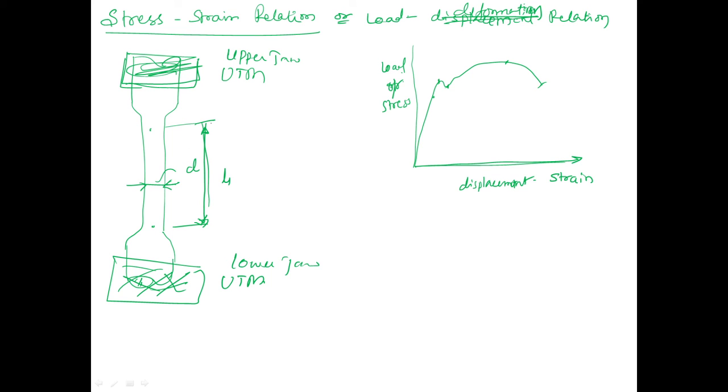Now for this specimen, a gradual load is applied here. Today you have digital universal testing machines, and you are going to get the plots directly. That means you are going to get the values: as you go on increasing the load, you get a digital display of the displacement.